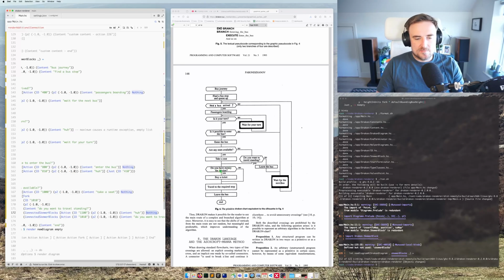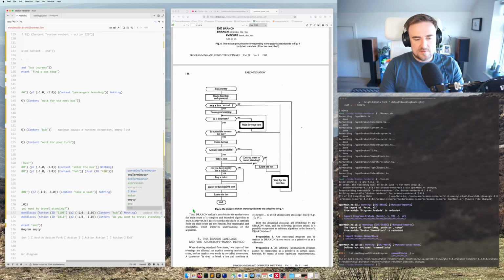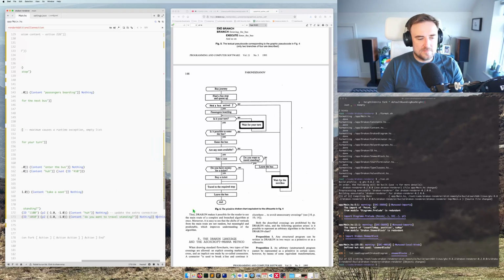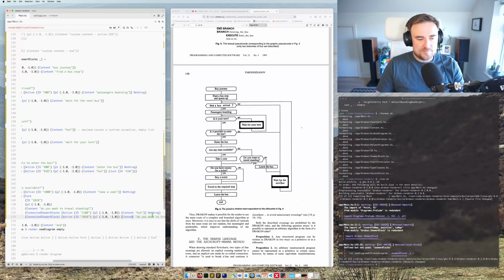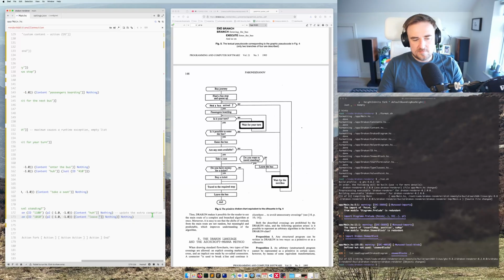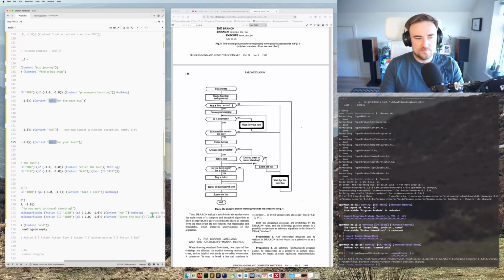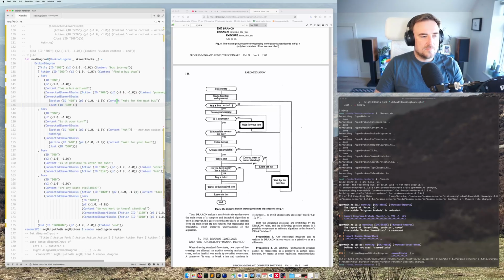That leads us to something that we don't yet have. And here we have an action. Leave the bus. And instead of nothing, we go to just ID 410, I believe. Yeah.